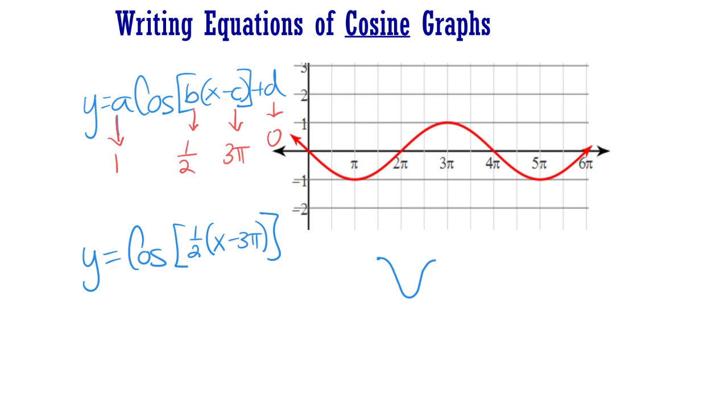However, that is not the only option here. There's a couple other things that we could do. Instead of looking at this as though it went right 3 pi, maybe you saw it like, oh, wait, that's going to go over here.